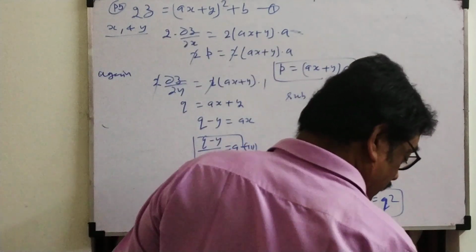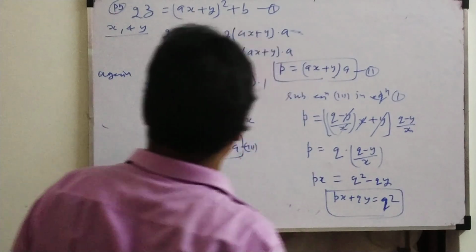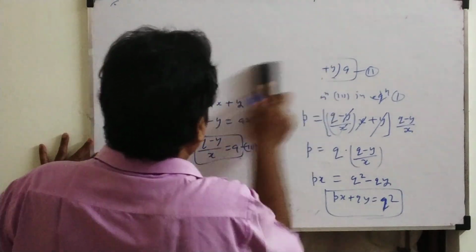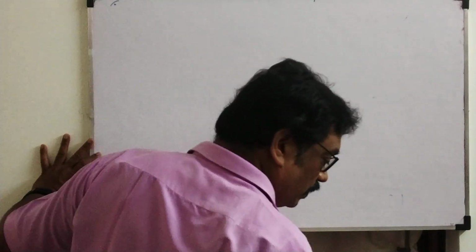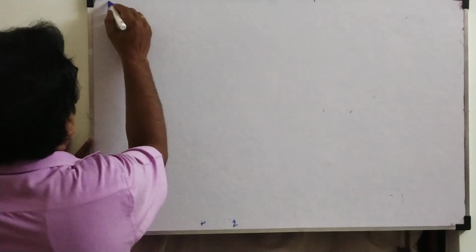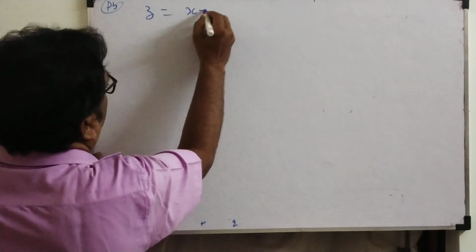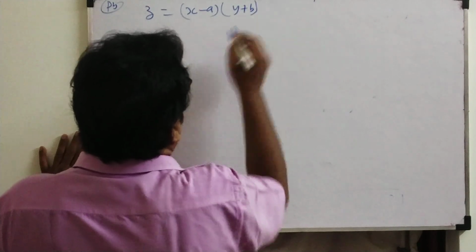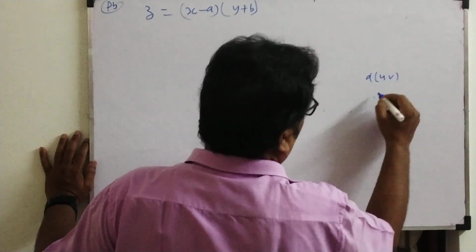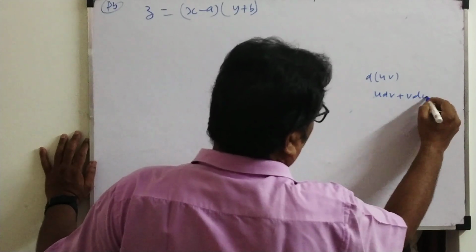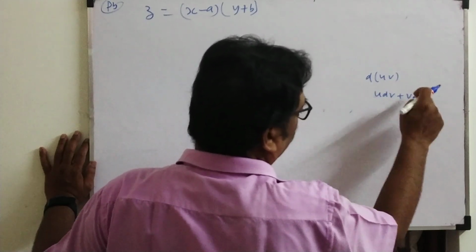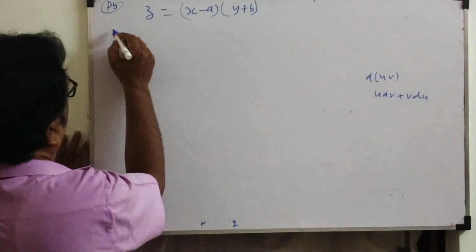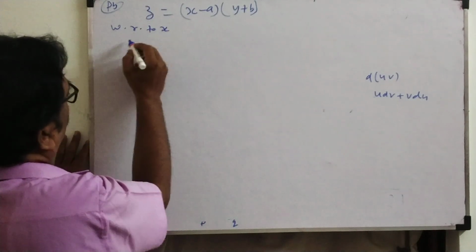Okay, now we will take another question. Now I will take one question in product form. So the question will be z is equal to (x minus a) into (y minus b). So now you know differentiation of uv. What is u dv plus v du? That means first function times differentiation of second function plus second function times differentiation of first. Similarly, two functions u and v are there.